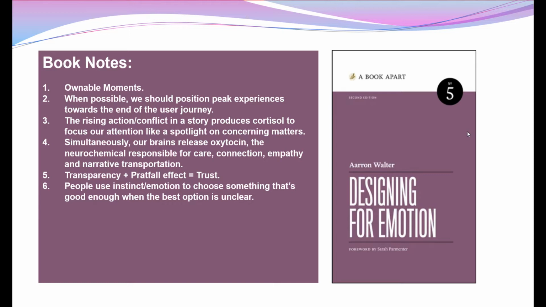He says people use instinct and emotion to choose something that's good enough when the best option is unclear. And a lot of this comes from some of the work that was done by Antonio Damasio. He's got a book that you may have heard of called Descartes' Error. Essentially, he talks in the book about an individual that had damage to the emotional part of their brain, and they were just unable to make basic decisions like what shirt to wear, what day of the week to go do something. I mean, they were just completely debilitated and would take hours trying to come up with a decision.